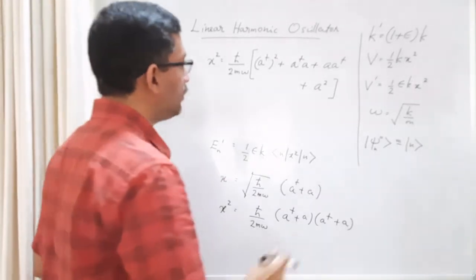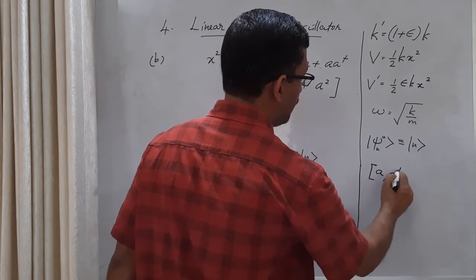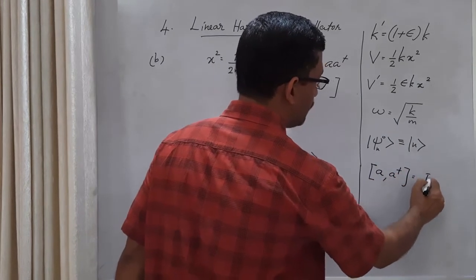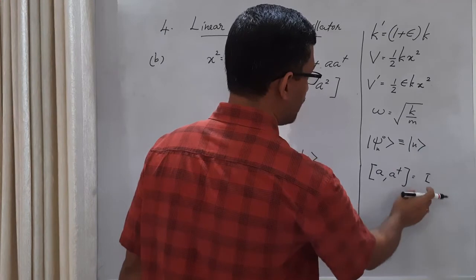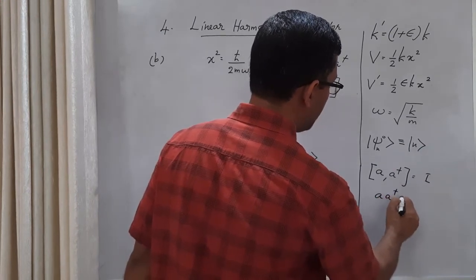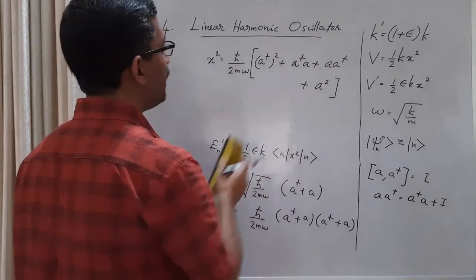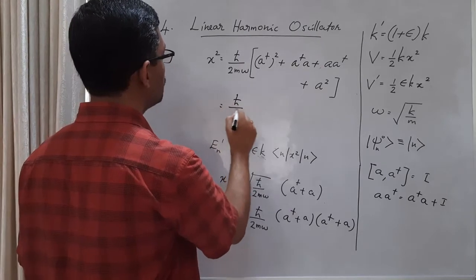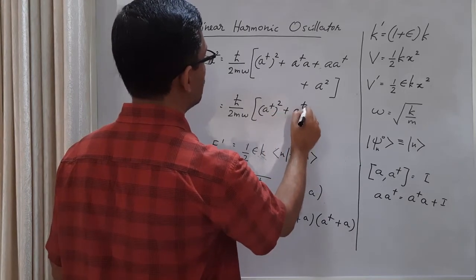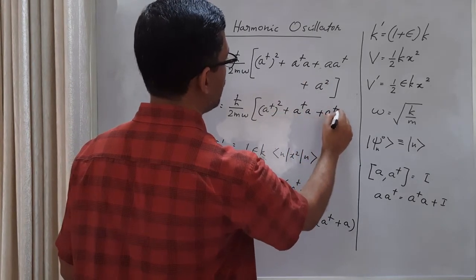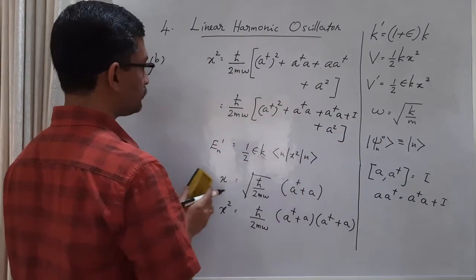Okay. Now remember, again this we have done in the last semester. a and a dagger, I told you that they are non-commuting operators, and the commutation relation is this: the commutator of a and a dagger is equal to identity. So a a dagger minus a dagger a equal to identity. That is, a a dagger is equal to a dagger a plus identity. Okay. So instead of this a a dagger, I can change it into a dagger a plus identity, plus a square.